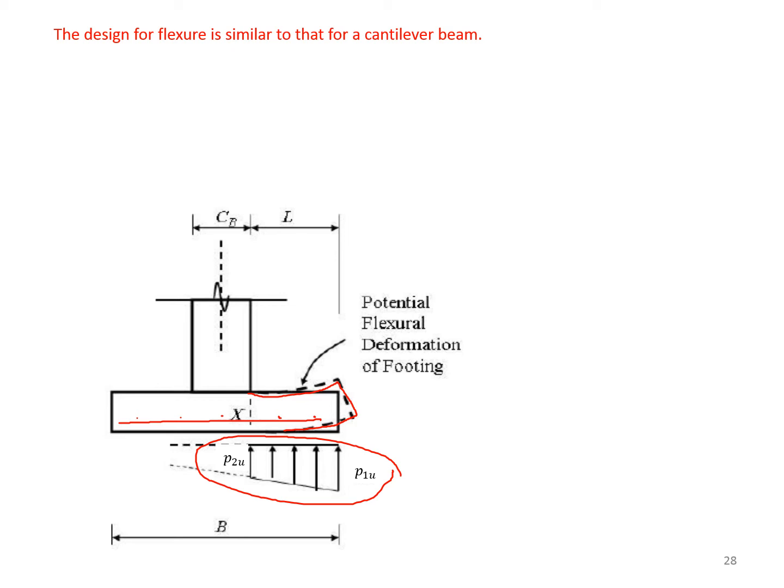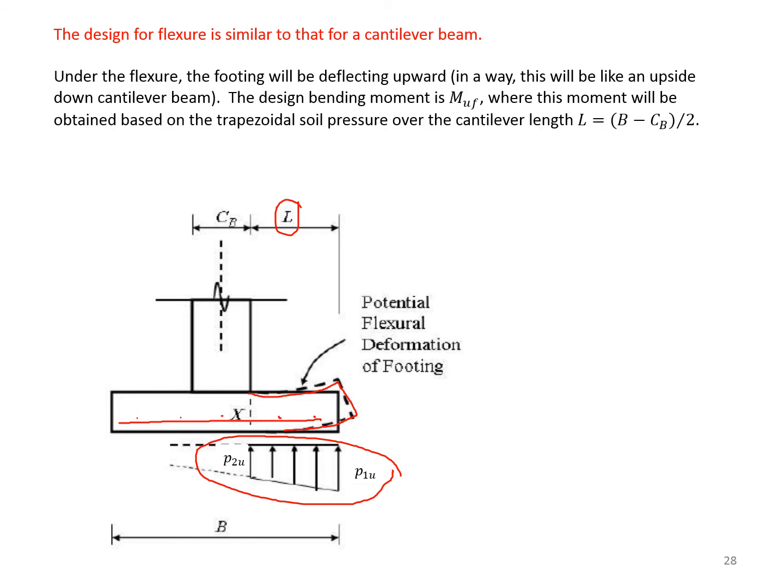Now, how do we find these pressures? You already noticed that if the distribution is trapezoidal, we have the toe pressure and we also have the heel pressure. So from the geometry, by knowing this distance L, we can simply find this P2U. The design moment is called MUF. Please don't make a mistake between this MUF and the MU which is applied. This MUF is a bending moment that happens at this location X. That's the critical location for the bending moment of the footing.